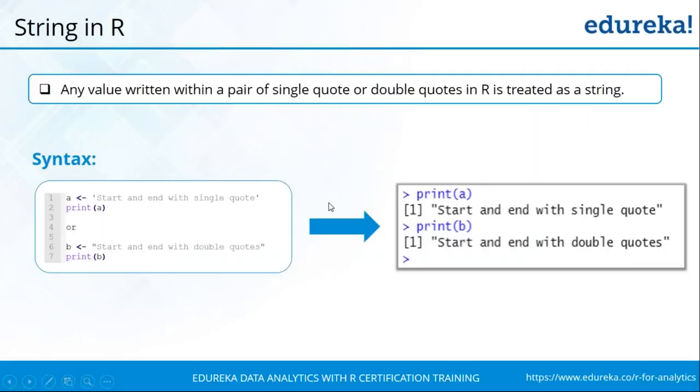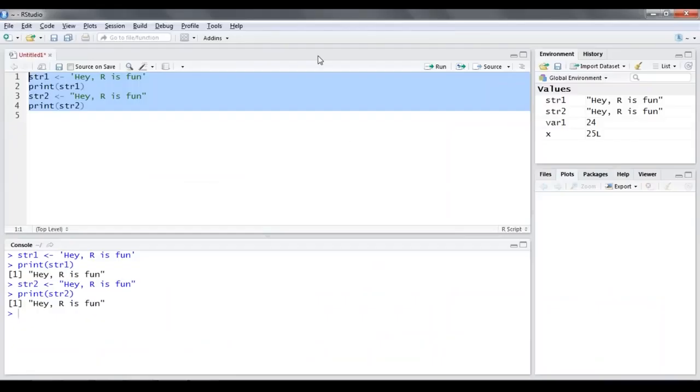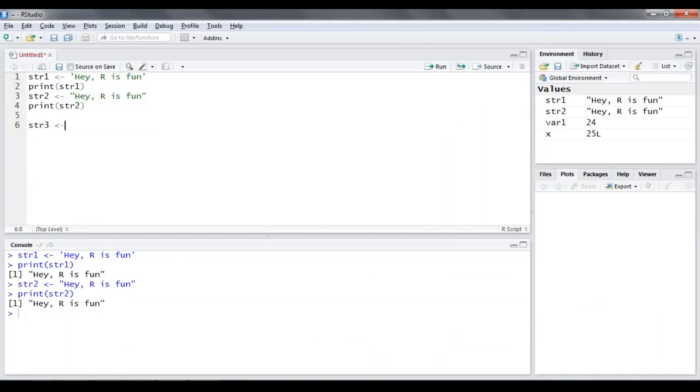Okay, so moving forward, let's look at some of the operations that you can perform using strings. Now, let's say you want to join two strings, or better known as concatenation, then you can use the paste function. Now, let me come here, and since I have str1 and str2 already defined, I'm going to create a str3, which is going to use the paste function, and here I'll pass str1 and str2. Then let me just print str3.